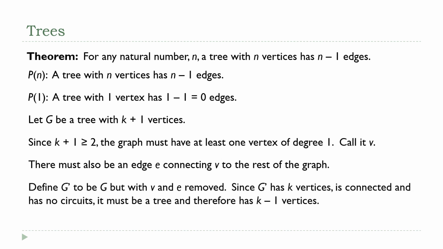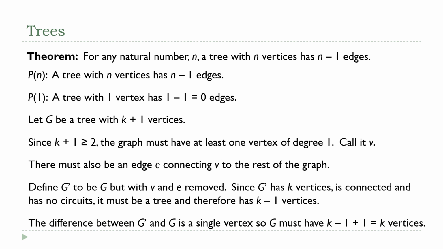Okay, so let's say we take it away. I'm going to define G prime to be identical to G, but with V and E removed. That means G prime has k vertices. It's connected. It has no circuits. Removing an edge can't create a circuit. Therefore, it must be a tree. And because its size is k, which is less than k plus 1, by the inductive hypothesis, it has to have k minus 1 edges. And that's what I needed.